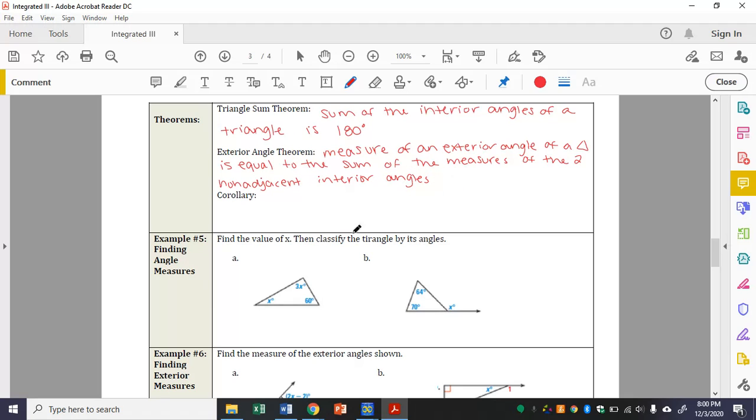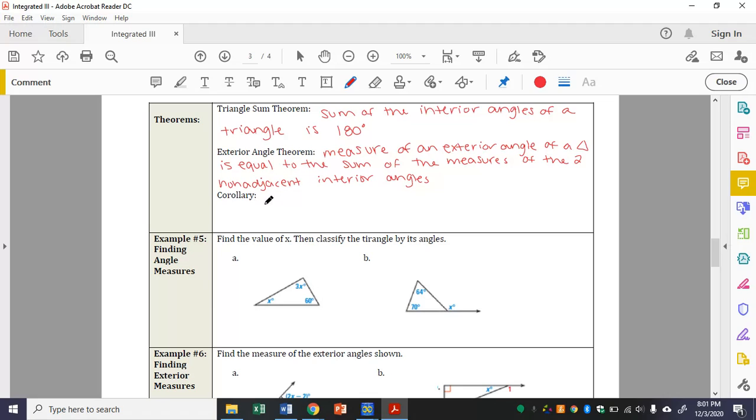Okay. Again, that goes with B down here, so I can talk a little bit about it more down here. And then I just have a corollary. As I said, a corollary usually leads into a theorem. So it technically should have been above the triangle sum theorem, but it's just a little bit of background information, kind of like a side note to that theorem.